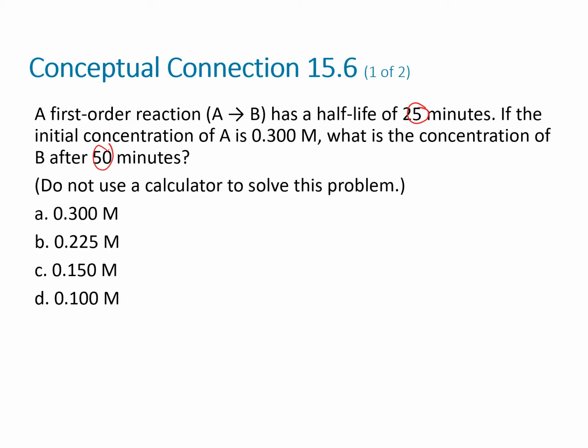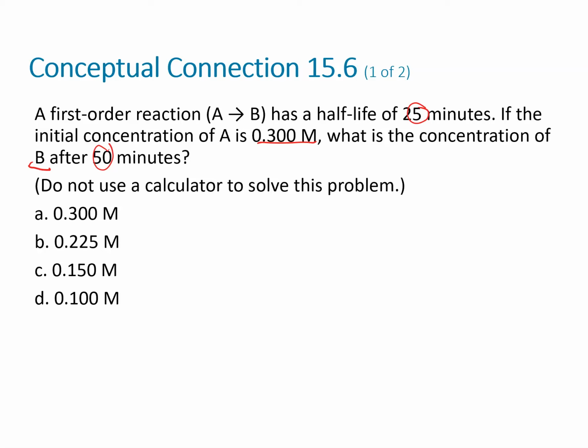And remember, if we're starting with 0.300 moles per liter of A, the question isn't how much A is left. The question is what is the concentration of product B? So it's a 1-to-1 ratio between A and B. We don't have to worry about stoichiometry. Or we do, I suppose, technically, but because it's a 1-to-1 ratio, it's very easy to take into consideration.